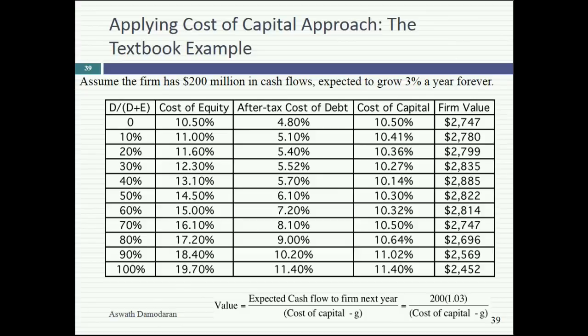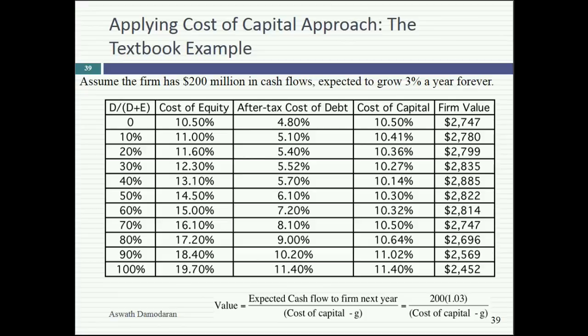Both the cost of equity and the cost of debt can go up, but your cost of capital can still go down because you're replacing more expensive equity with cheaper debt, and the cost of capital does go down initially. And in fact, at 40%, it is minimized to 10.14%, and then the trade-off starts cutting against you.